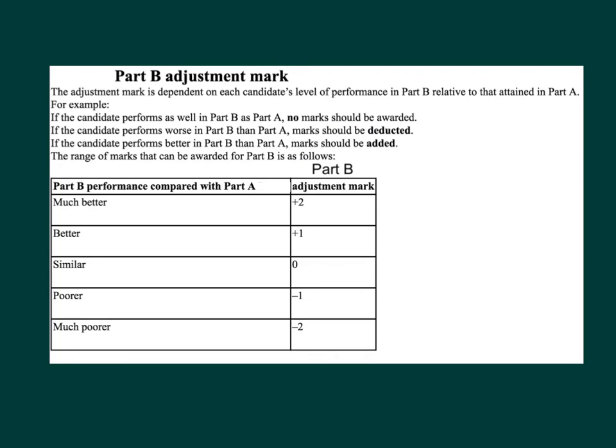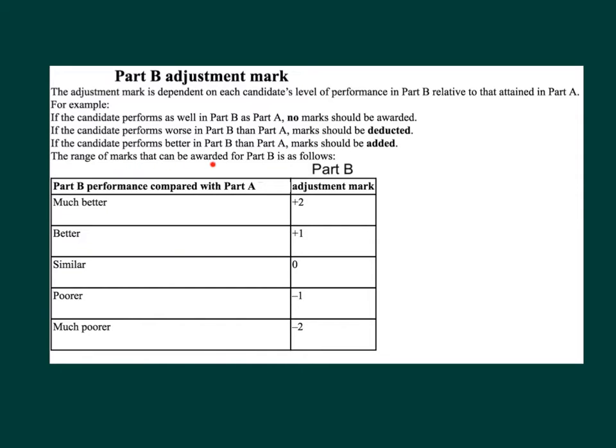Let's see how to come up with the Part B adjustment mark. The adjustment mark is dependent on each candidate's level of performance in Part B relative to that attained in Part A. For example, if the candidate performs as well in Part B as Part A, low marks should be awarded. If the candidate performs worse in Part B than Part A, marks should be deducted. If the candidate performs better in Part B than Part A, marks should be added.